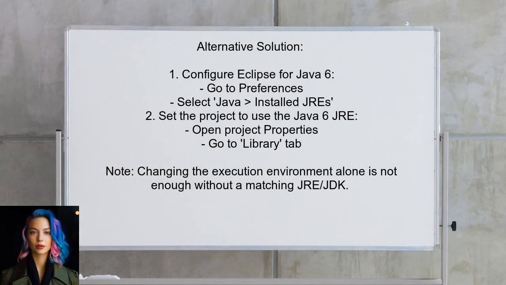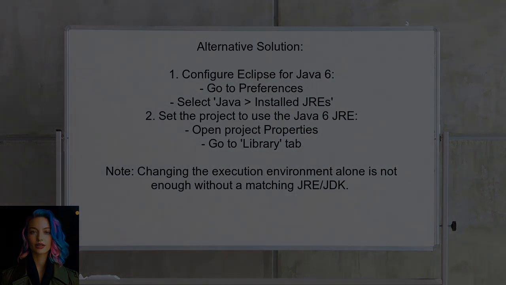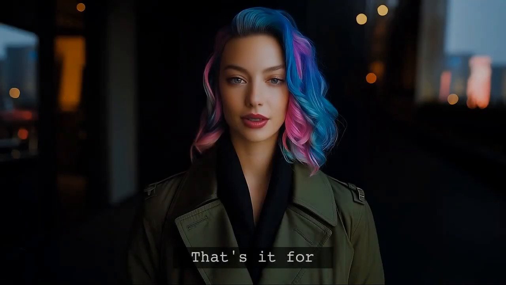The user suggests that to ensure your code compiles with Java 6, you need to configure Eclipse to use a Java 6 JRE. This involves going to the Preferences, selecting Java Installed JREs, and making sure you have a Java 6 JRE set up. Then you should use this JRE for your project in the Library tab of the Java build path. That's it for that response.